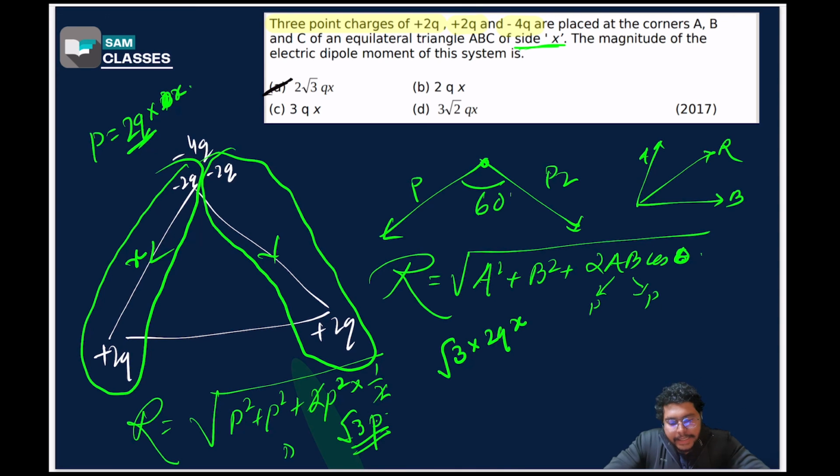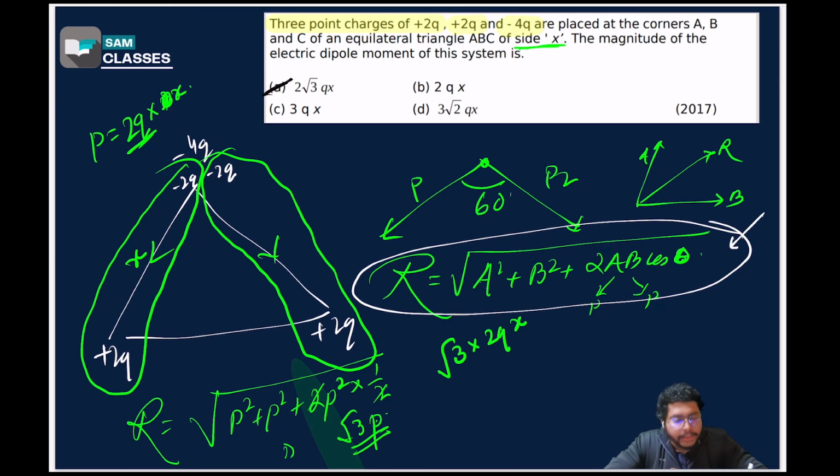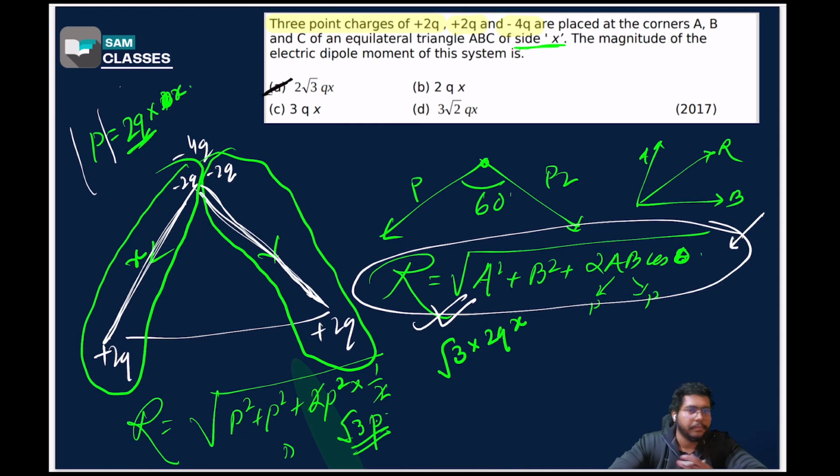So what were the things KCET wanted us to know? First, it wanted you to know that if two vectors are making some angle, what is the resultant formula, how do you find the resultant vector? They wanted you to know how to break it into two dipoles. Correct. And once you're done with that, what is the dipole moment formula? That is equal to charge into the distance between them. That's it. So that much only KCET wanted you to know. Nothing more than that, nothing more conceptual.